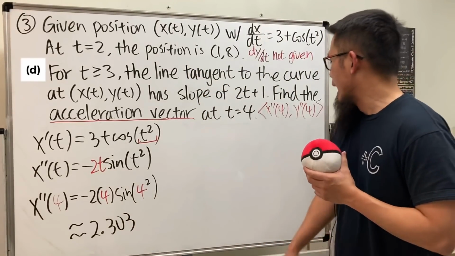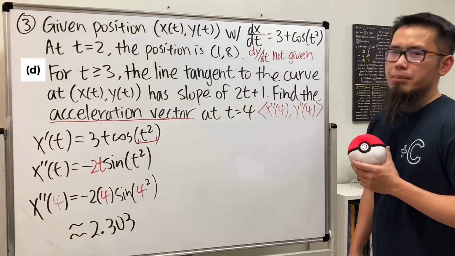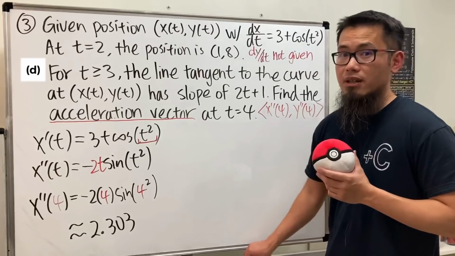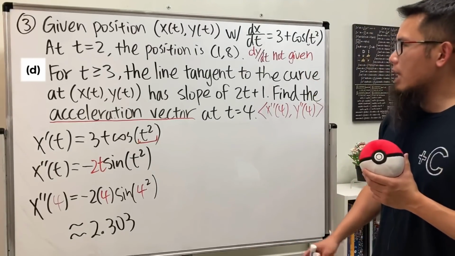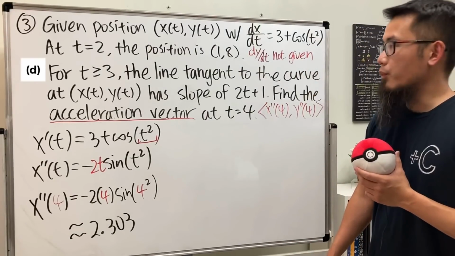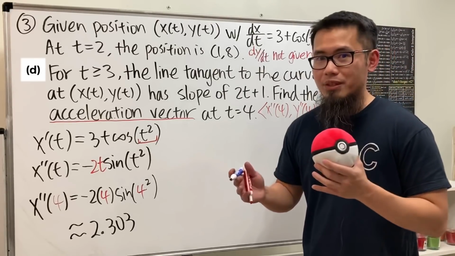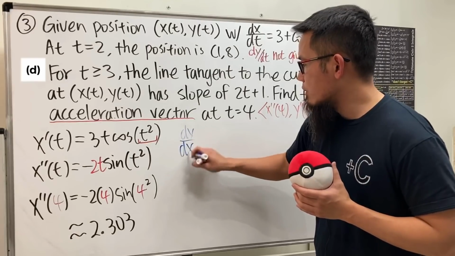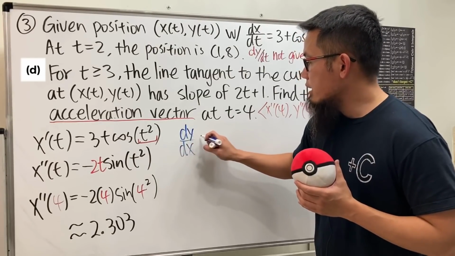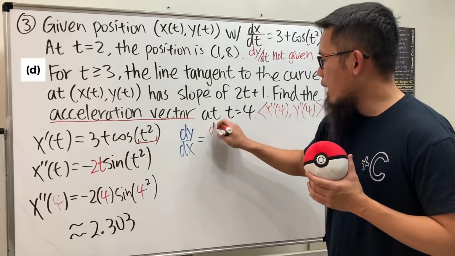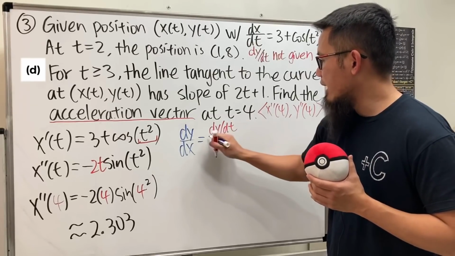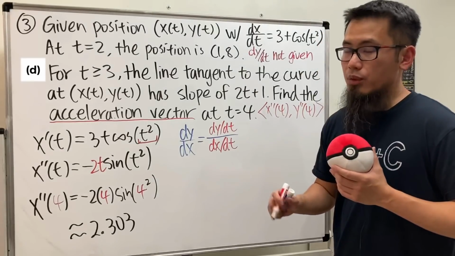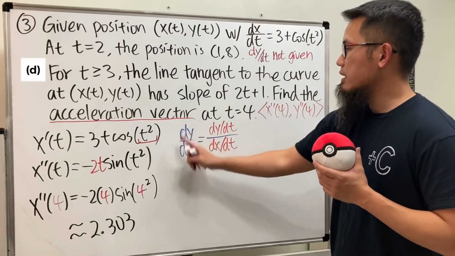But now, how can we figure out y double prime though? It looks like we still have to do some derivative, huh? But we don't have y prime at all. Well, we are going to use the idea that we did earlier. Remember, when we have dy/dx, right? When we have dy/dx, this right here is the same as saying dy/dt divided by dx/dt. And you know what? We know dy/dx is this.